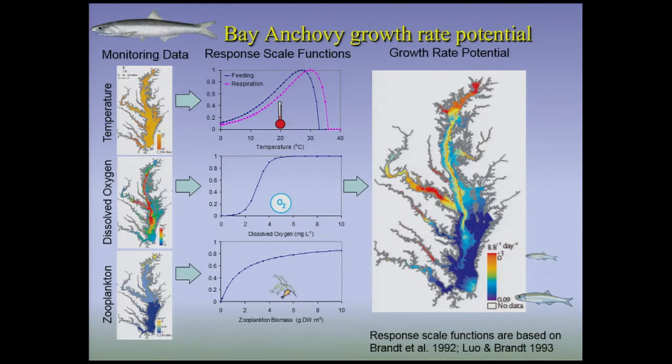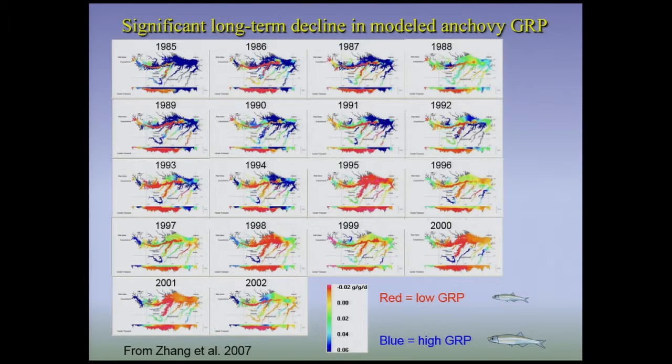And you can take monitoring data of, in this case, temperature, dissolved oxygen, and zooplankton, and get functional relationships and define, in essence, a three-dimensional view of what that habitat quality looks like for the bay anchovy. If you put this together for a number of different years and look at how that habitat quality varies, and this again is, I believe, summarized for the summer, you can see that over the course of the years there's been a large decline. In this case, blue is high and red is low.